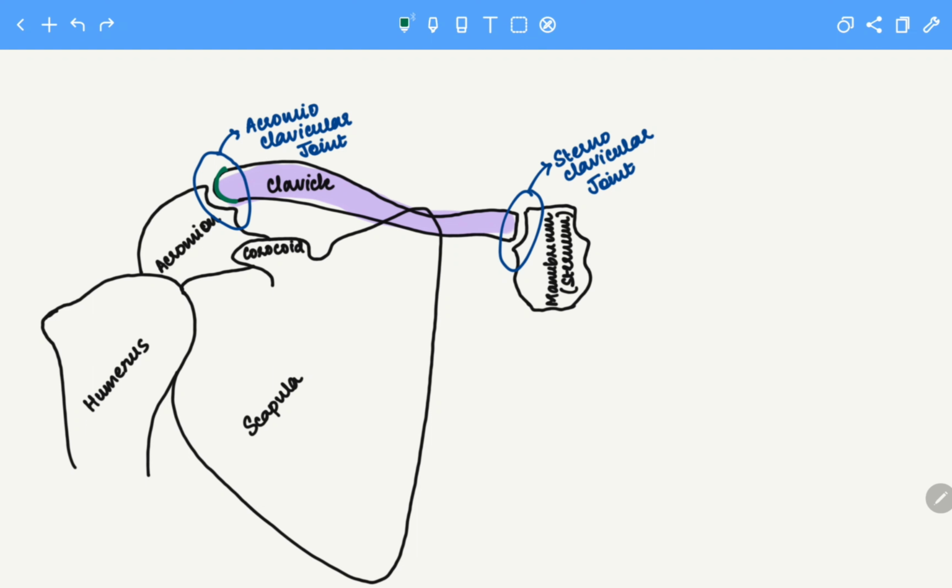So this surface over here that I'm highlighting in green, it's the acromial articulating facet. And this right here, it's actually quadrangular in shape. If you make it 3D, it is on the medial side and it's the sternal articulating facet.